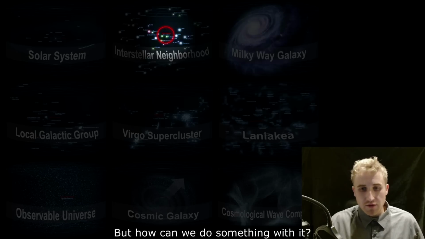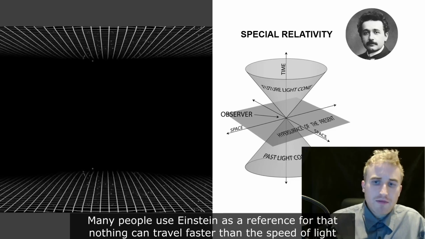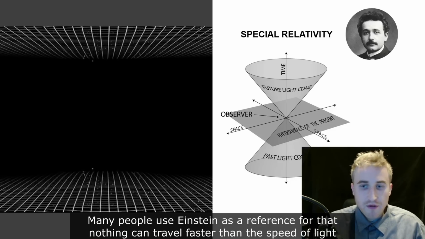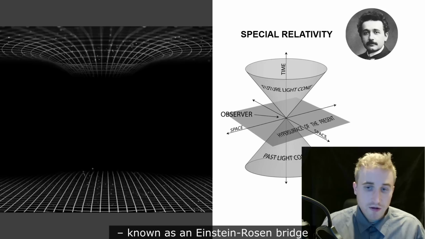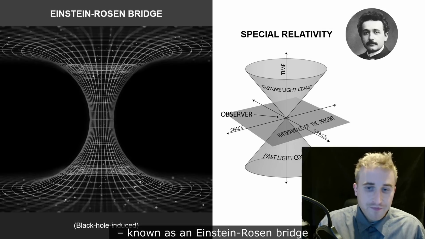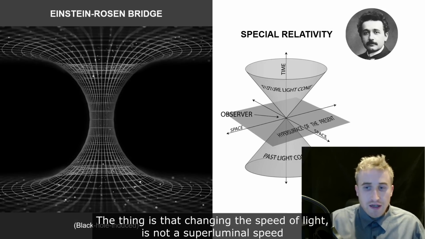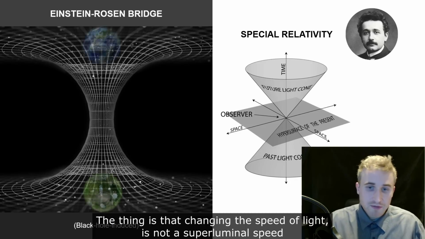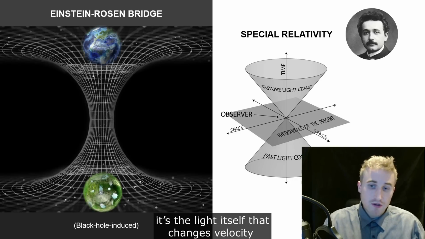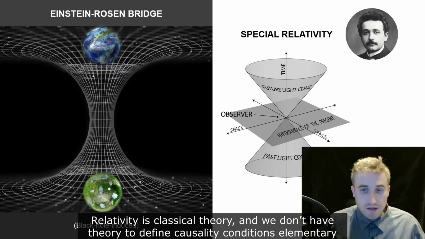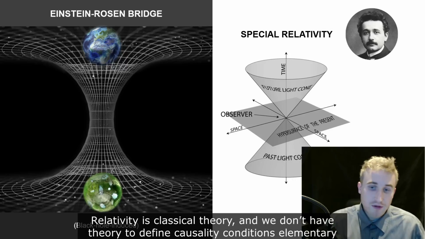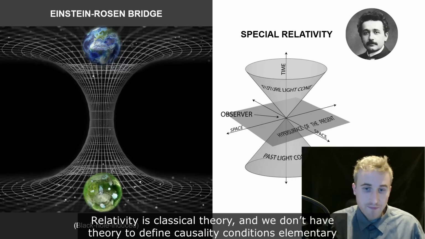But how can we do something with it? Many people use Einstein as a reference for the claim that nothing can travel faster than the speed of light. But did he believe so? Well, Einstein was one of the first persons to suggest how we can change the speed of light, known as an Einstein-Rosen bridge. The thing is that changing the speed of light is not a superluminal speed, it's the light itself that changes velocity. And it does not need to break causality either. Relativity is a classical theory, and we don't have a theory to define causality conditions elementary.